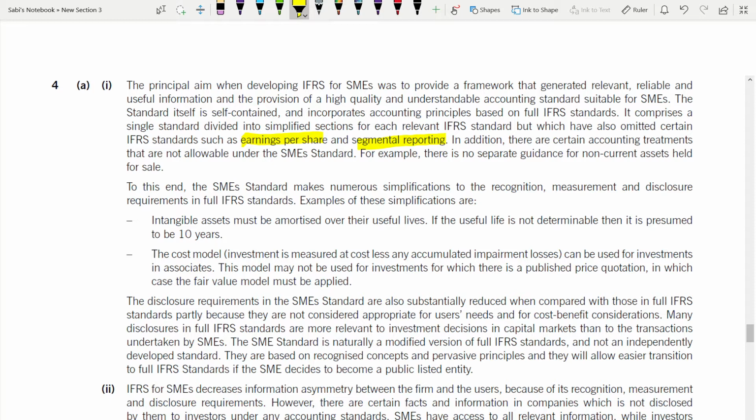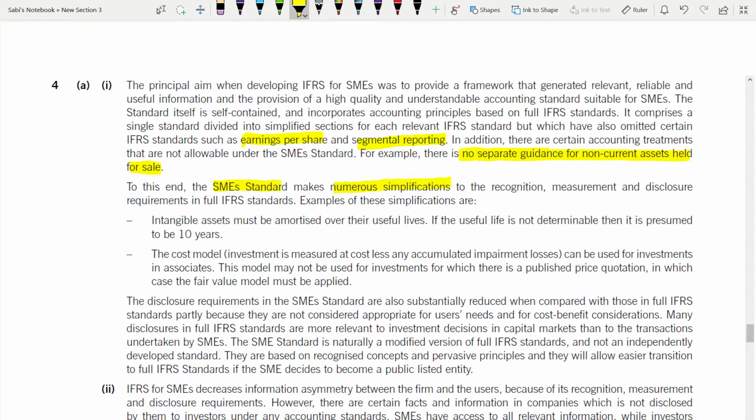In addition, there are certain accounting treatments that are not allowed under IFRS for SMEs. For example, you can even give examples. The more examples you give, the better it is for you to get more marks. There is no separate guidance for non-current assets held for sale in IFRS for SMEs. To this end, the standard makes numerous simplifications. That's what the SME standard does.